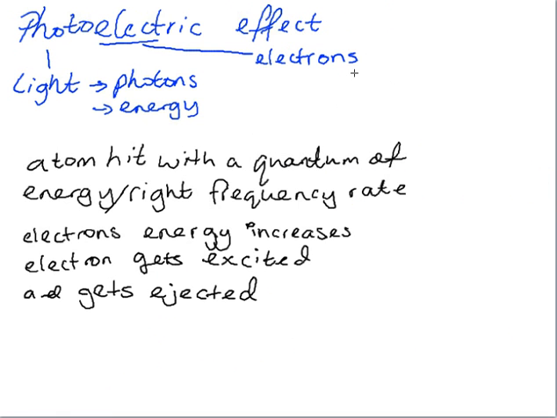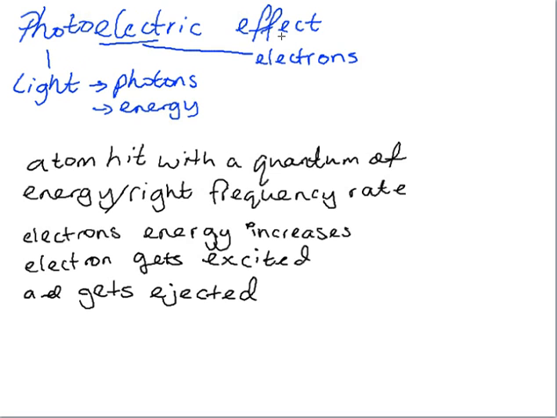So we're going to use our newfound knowledge about photons and quantization to explain something else. Einstein found out this thing called the photoelectric effect. To remember the meaning of the photoelectric effect, I like to think that photo is like light, and photons are energy, light is energy, so that's how I remember it. And electric is like electrons.